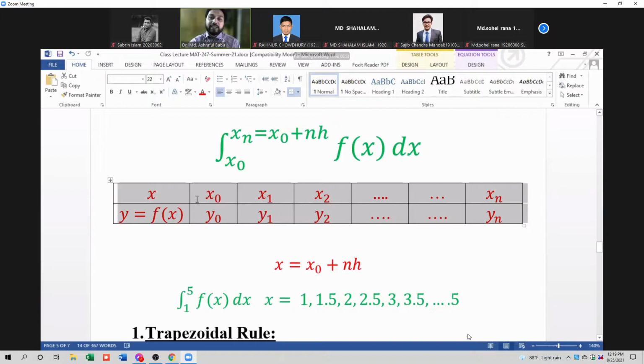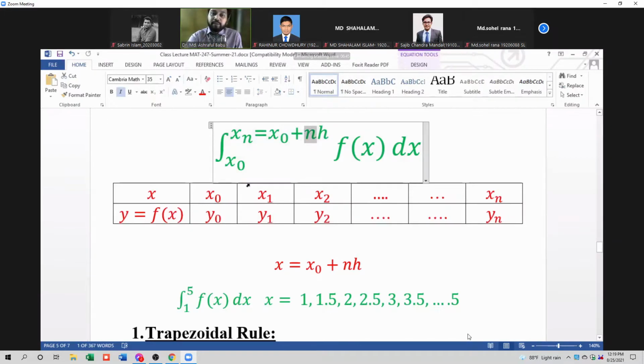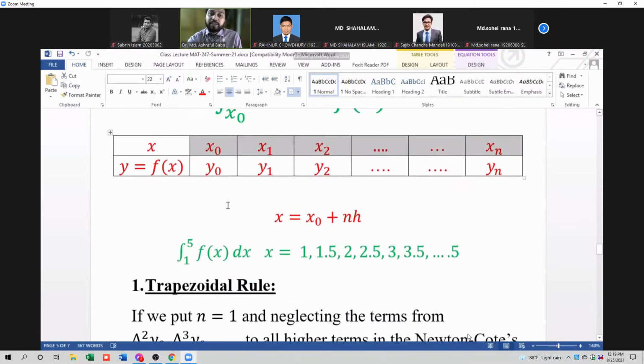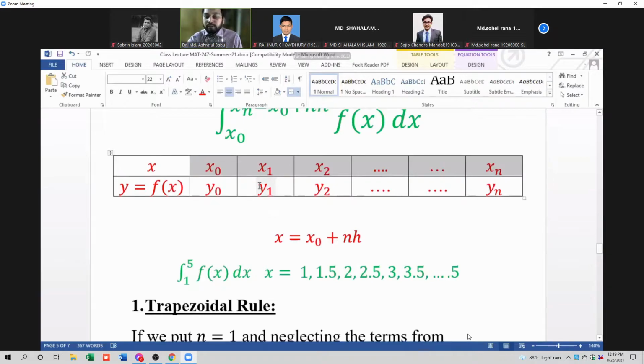And the question is, how many terms can we create? That means what will be the n in here? What is the value of n? So how many terms can we find for the trapezoidal rule, how many for the Simpson 1/3 rule, and how many for the Simpson 3/8 rule? That is the main question, because this is the most important part of this numerical integration.